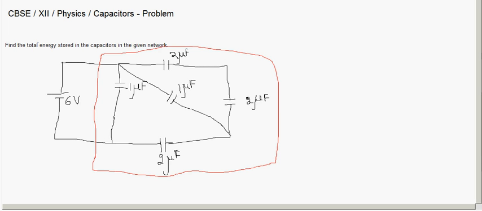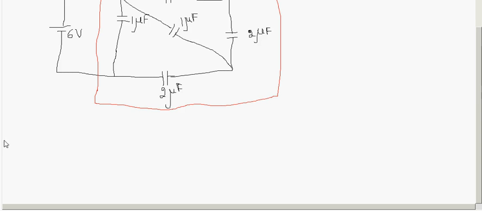We can write here the total energy stored in the capacitors is U equal to half C V square, half C equivalent into V square, where C equivalent is the equivalent capacitance of the given network. So first let us find out C equivalent.